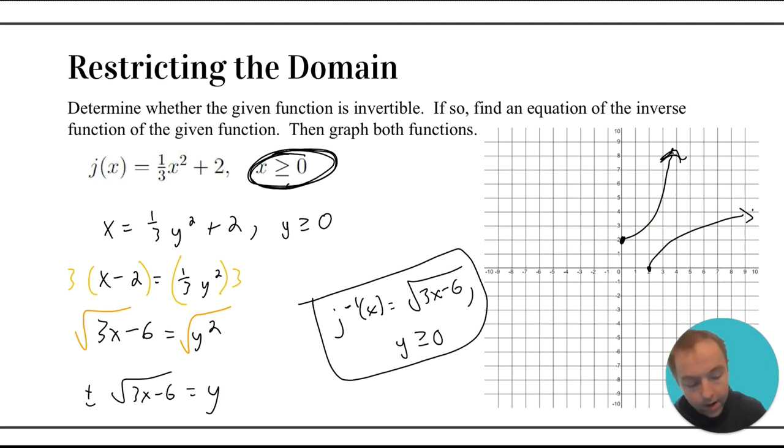Because if you had the other half of this, it would look like this, but then those y values would be negative, which would not work, right? So there we have that.